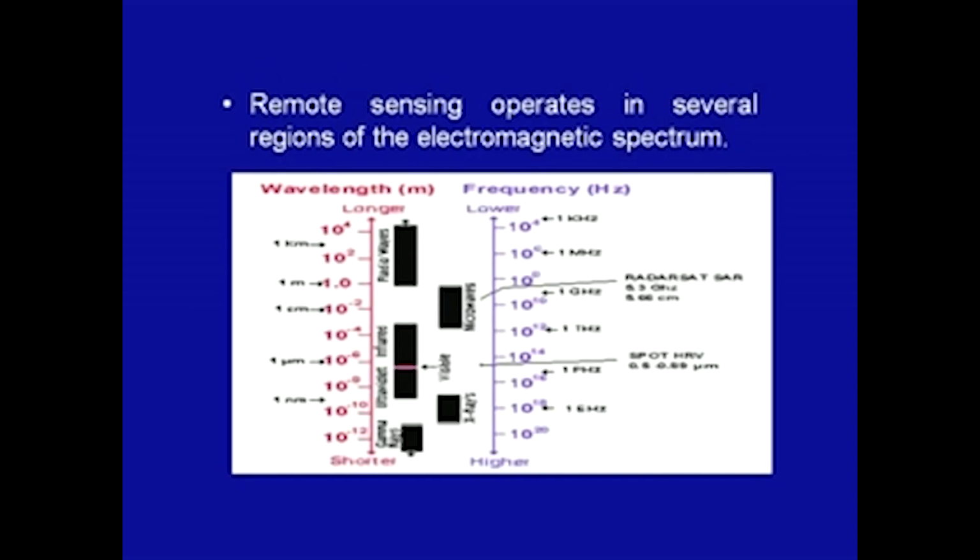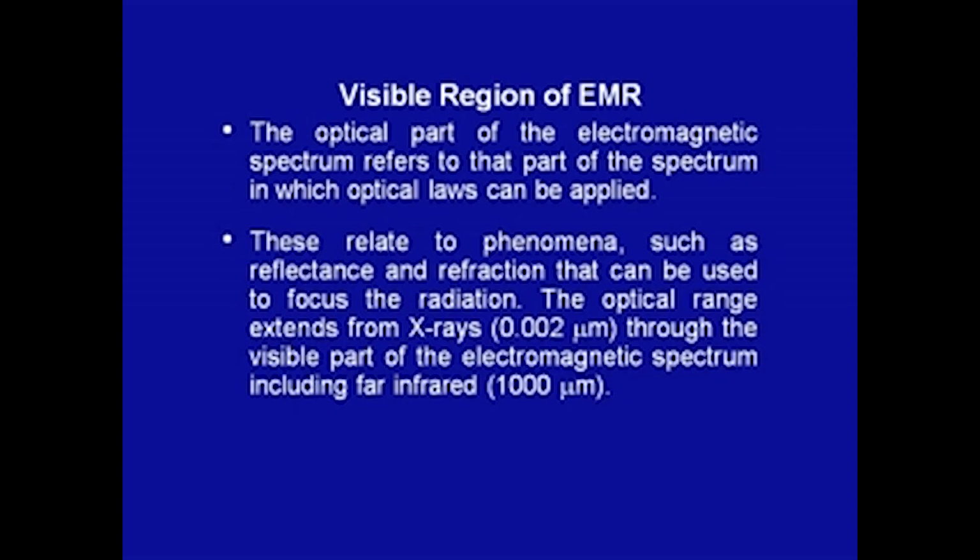Remote sensing operates in various regions of the electromagnetic spectrum. This particular slide, as a matter of fact, shows a brief layout of the different regions of the electromagnetic spectrum, their wavelengths and the frequency at which the energy is radiated. Let us now focus on some of the specific regions of the electromagnetic radiation. First is the visible region.